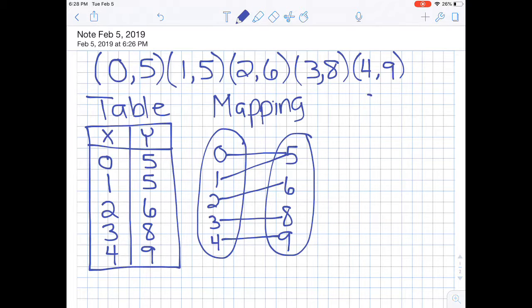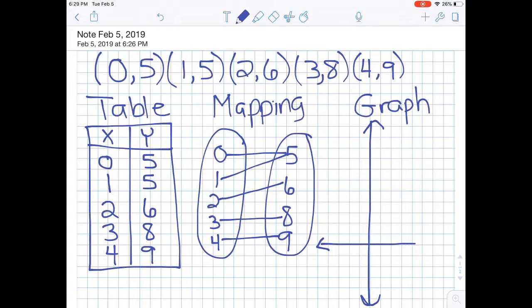The final way that you can represent is by creating a graph. And when creating the graph, you will draw a coordinate plane. So unlike scatter plots, you need the full graph this time. You may slightly skew it depending upon your data. And then you graph the ordered pairs.